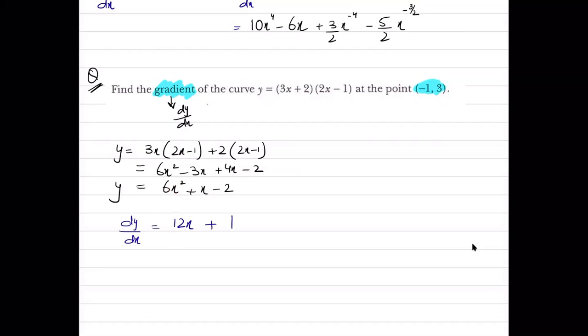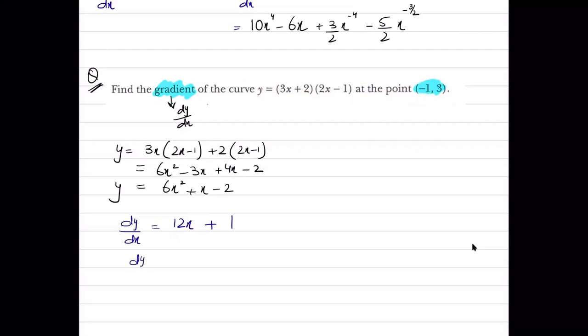Yes, sir. Now the gradient function is a function of x, so only an x value can be substituted. This is the gradient function, meaning if this is a quadratic curve, at every point it depends on the value of x. If you change the value of x, the gradient of the curve is going to change. That's why they have given you a particular point at which you need to find the gradient. You need to find the gradient at x equals -1.